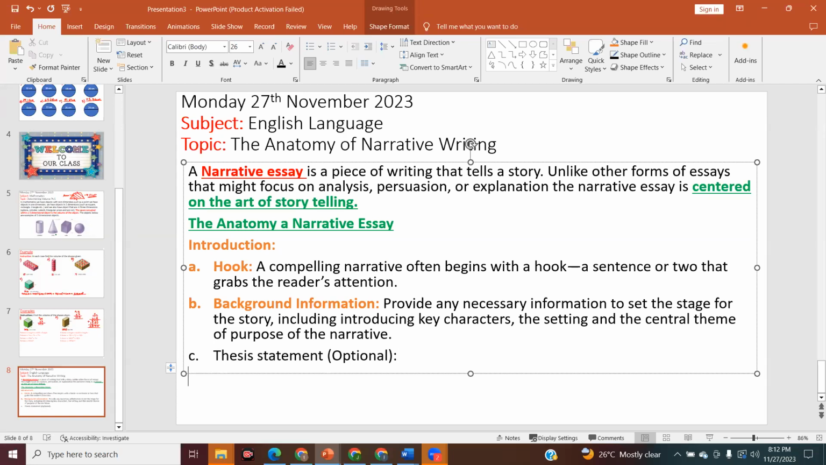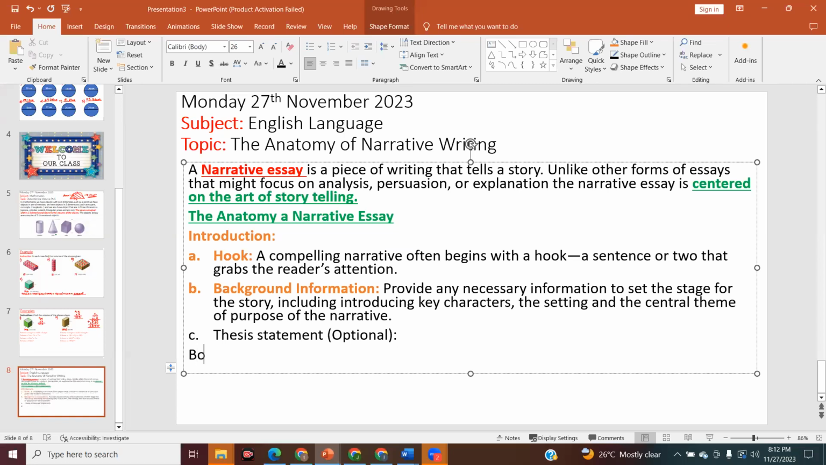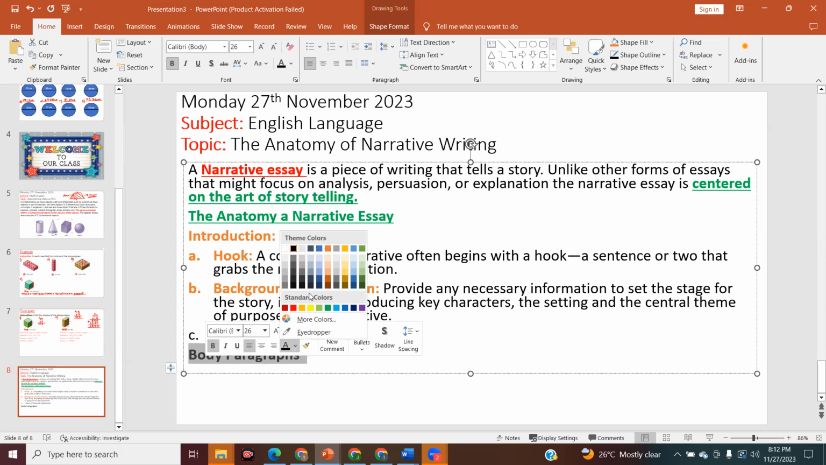Now, the next thing you have to do, after you already get your introduction, is go to what? Your body paragraphs. Your body paragraphs could be arranged in different ways. So what do I mean? Well, if you're writing a story, there are different ways that you can write a story, okay?